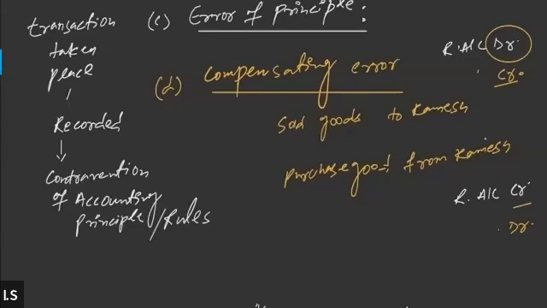But if both these mistakes have been committed, that means one mistake is nullifying the effect of the first mistake, right? So ultimately, the net effect of this error will be nil. It will be zero. It won't affect the trial balance at all. Getting this? So this will be called the compensating error. Is this clear to you, Alexander? Yes, sir. Okay.